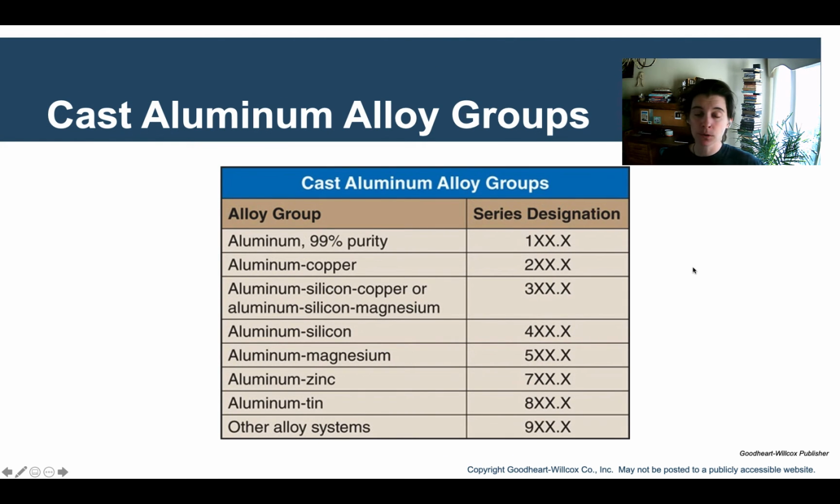Now, the cast groups all have a decimal point in them. So they're similar looking, but they have a decimal point. So you should immediately be able to recognize if it's a cast or wrought aluminum, which is useful. Again, the number at the beginning tells you what alloy group it is, what the main alloying elements are.